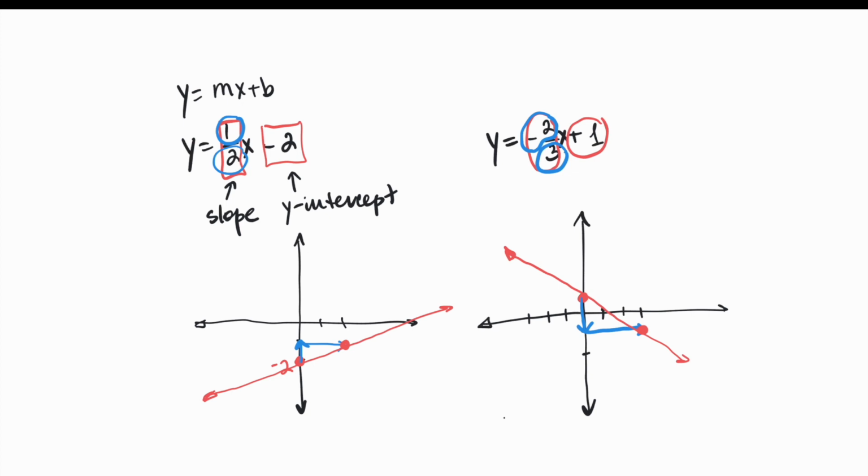Notice that the first line was increasing and the second line is decreasing. And that was due to the first line having a positive slope and the second line having a negative slope. The next few equations that I will graph will be in standard form, ax plus by equals c.